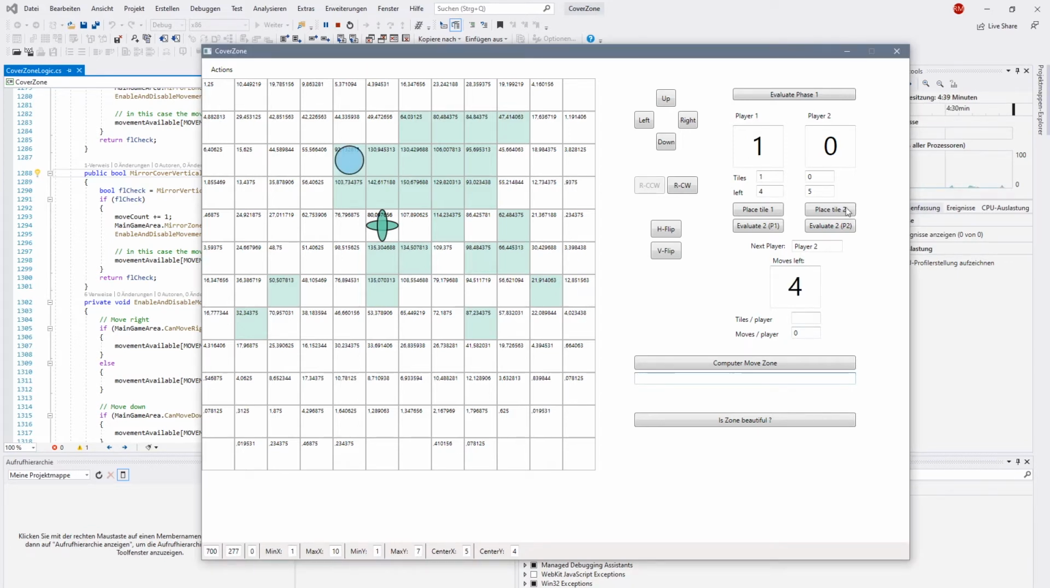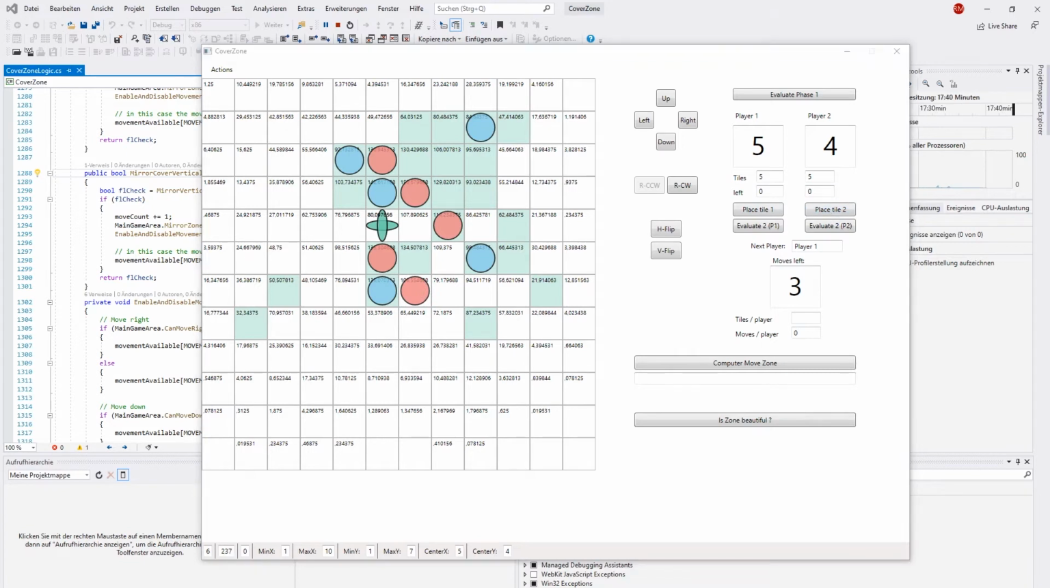But now let's place some tokens. I'm placing tokens on the grid and let the computer answer with its move. It's even possible to let the computer place tokens for both players to watch the AI playing CoverZone. We have now finished the first phase of the game and placed our tiles.